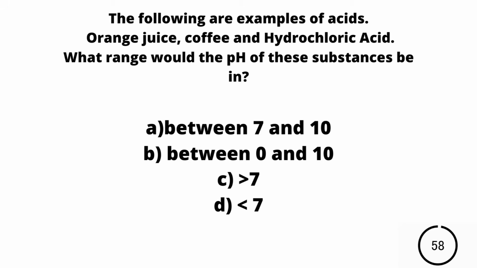Question number 11. The following are examples of acids: orange juice, coffee, and hydrochloric acid. What range would the pH of these substances be in?